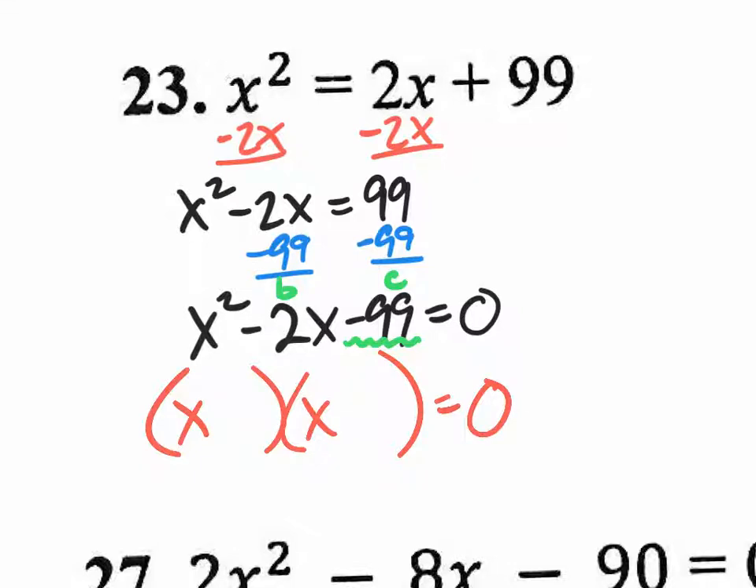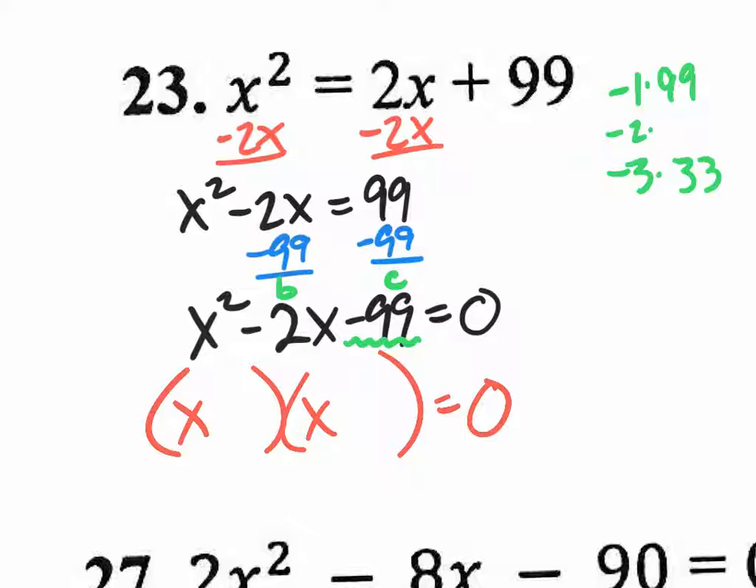How could you get negative 99? Well, negative 1 times 99. Negative 2 doesn't work. Negative 3 times 33. And of course, if you see it, don't make the list, right? Well, does anybody see it? What times what is negative 99 that if I combine together gives me a negative 2?